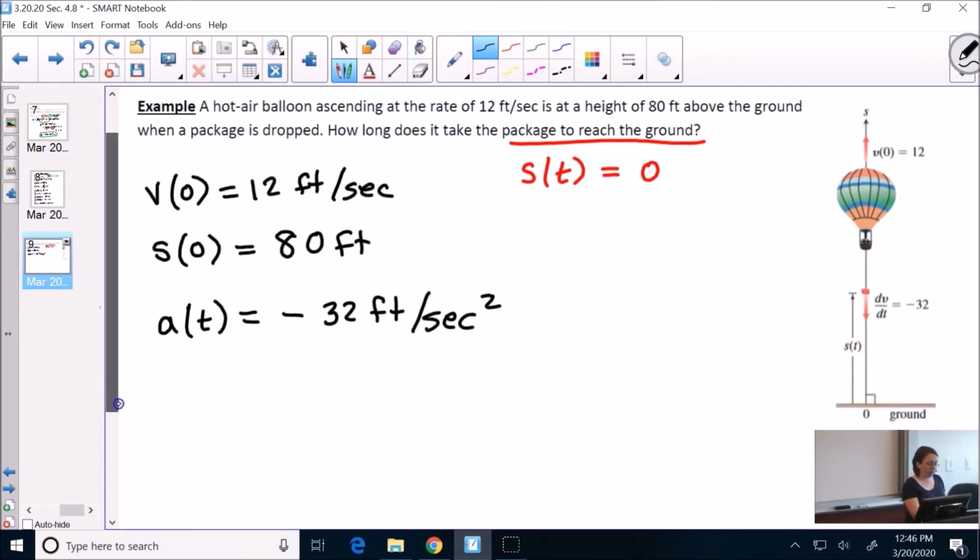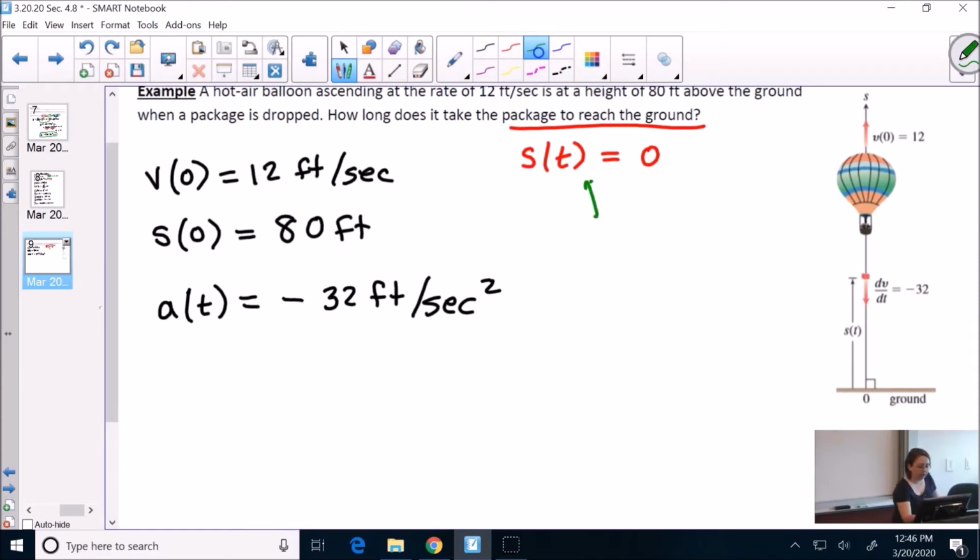Now, what we need to do is get back to s. Why do we need to get back to s? Because that's the problem we're trying to solve. We're trying to find t that makes s equal 0. To do that, we're going to start at a, which is a function of t. It doesn't involve a t because at every step of the way it's negative 32. But we can use it to find the other functions. V of t is the antiderivative of acceleration. We're doing position, velocity, acceleration, but we're doing them backwards. We're starting with A, and we're working our way back.